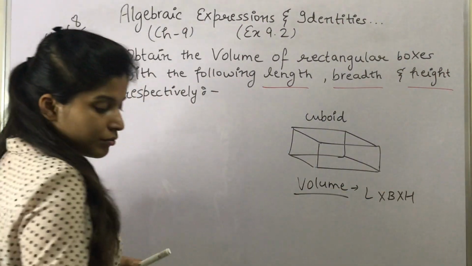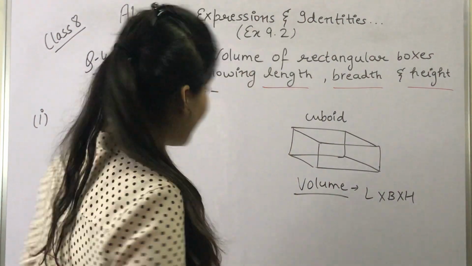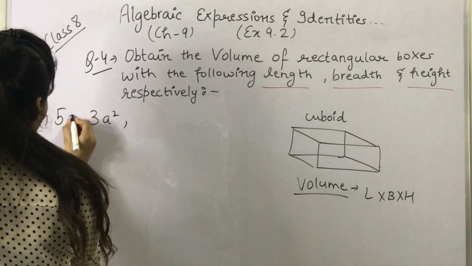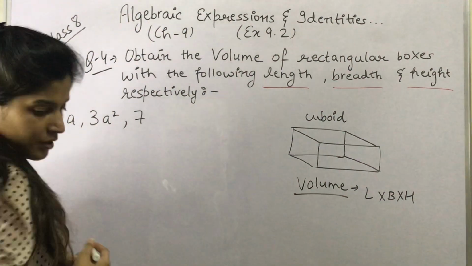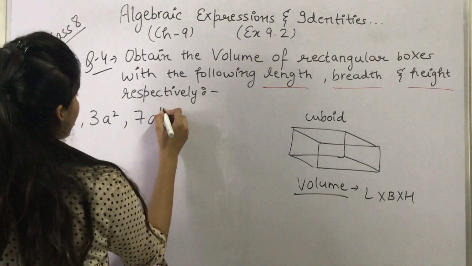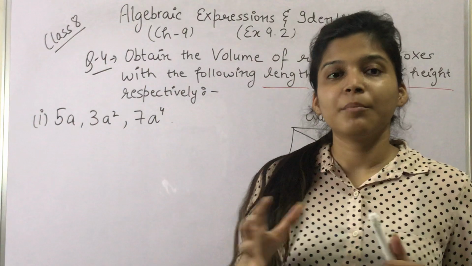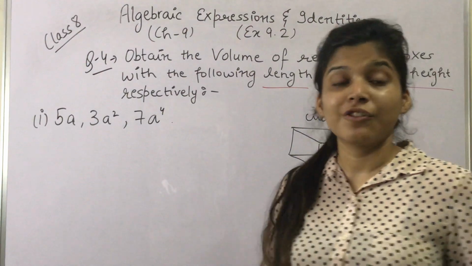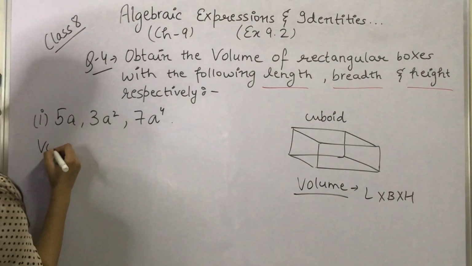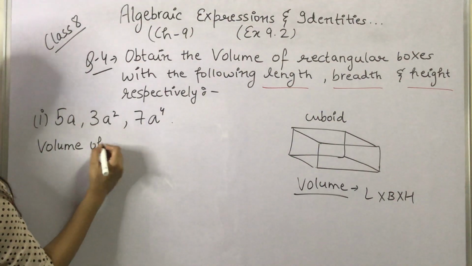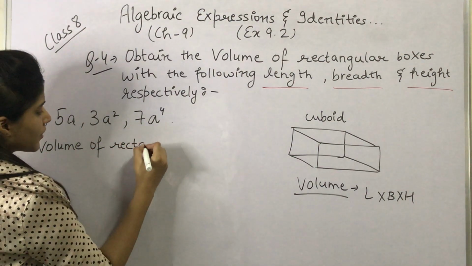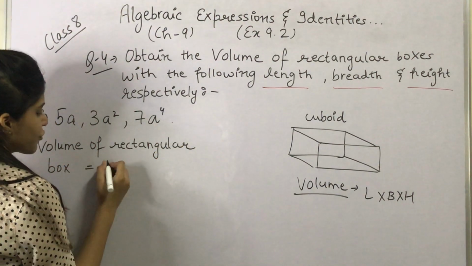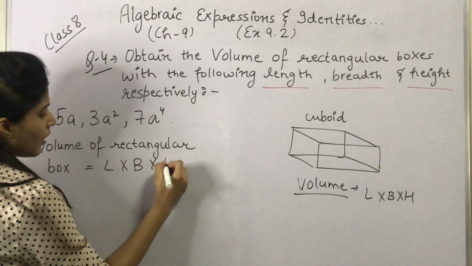Now let's come to part number 1, which says 5a, 3a square and 7a to the power 4. So these are the length, breadth and height. This is the length, this is the breadth and this is the height. And now we have to calculate the volume. So volume of rectangular box equals to length into breadth into height.